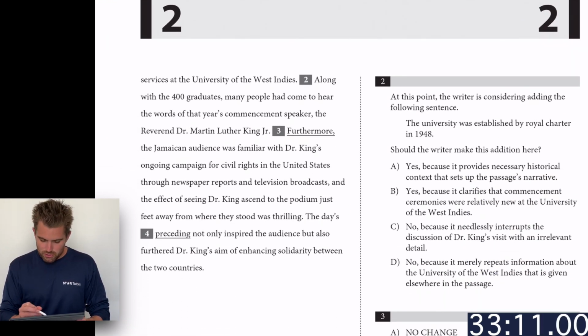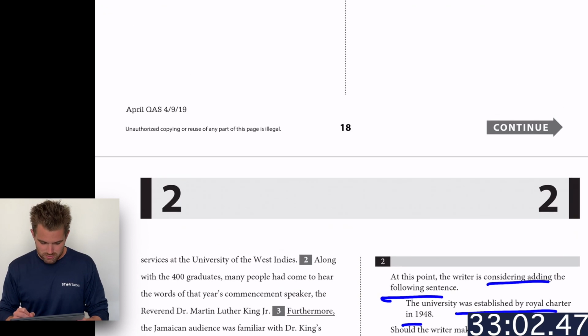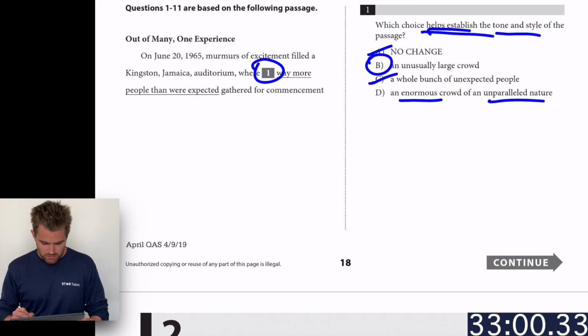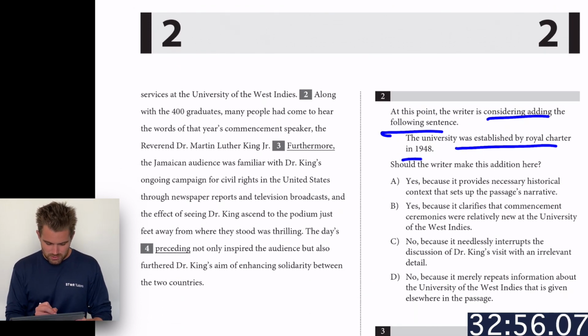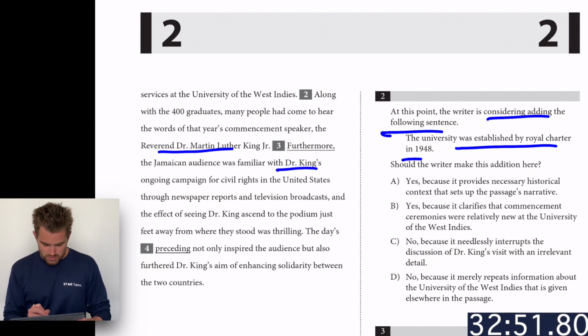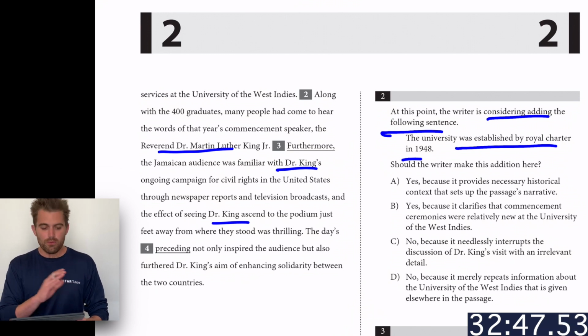Let's see, "along with." So this says, we read that service at the University of West Indies. At this point, the writer is considering adding the following sentence: "The university was established by Royal Charter in 1948." Gathered for commencement services at the university, along with 400 graduates, many people had come to hear the words of this year's commencement speaker, familiar with Dr. King's ongoing... Okay, guys, so at this point the writer is considering, the whole thing is about Dr.